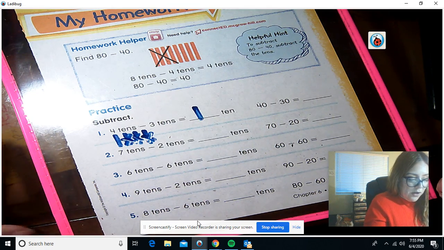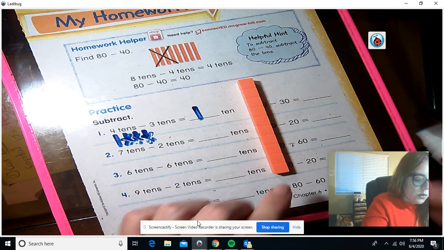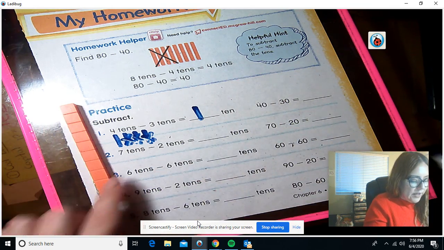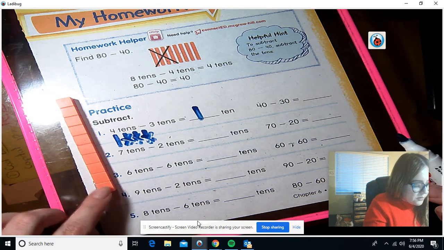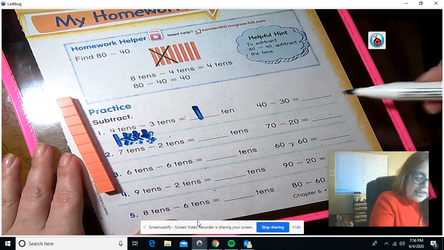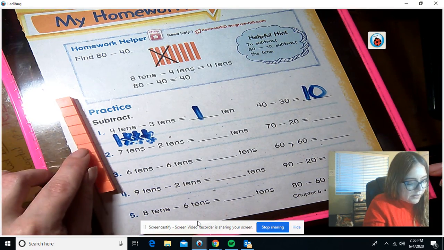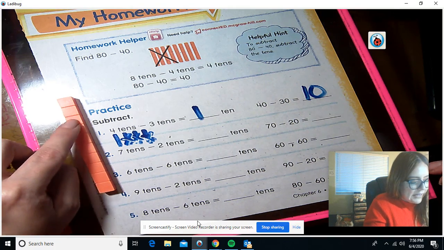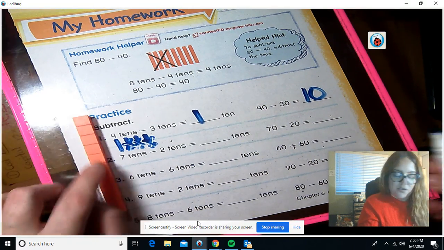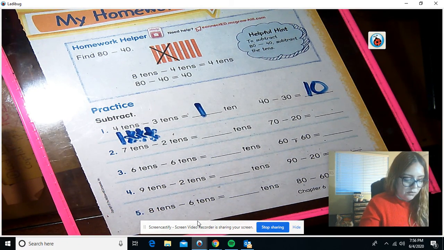Now I don't want to know how many groups of 10, so my answer is not 1. I want to know how many little squares. So if I only have 1 bar left right here, how many little squares is that? That is 10. I have 10 little squares. 1, 2, 3, 4, 5, 6, 7, 8, 9, 10. 1 bar represents 10. Okay? We're going to do a couple more together, and then you are on your own.